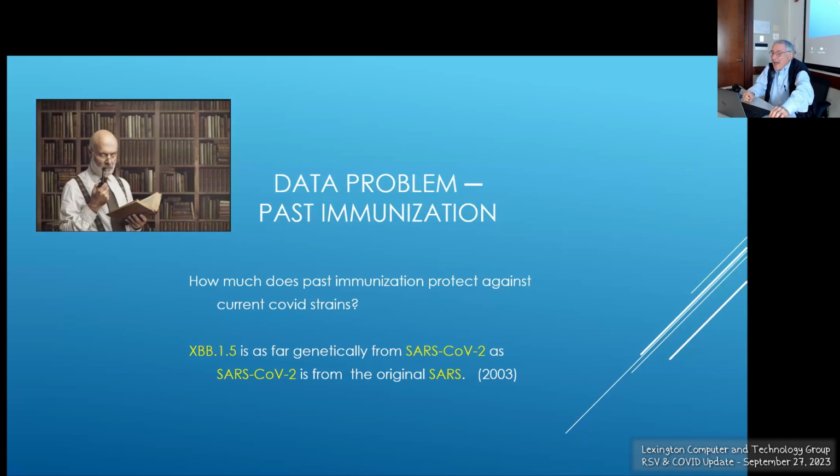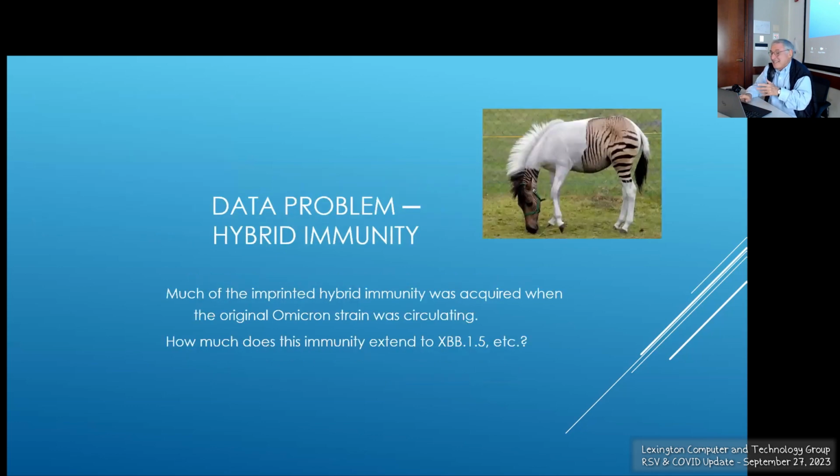So how much does past immunization protect against COVID strains? The XBB 1.5 virus is as far genetically from SARS-CoV-2 as SARS-CoV-2 is from the original SARS. It's pretty far away. Far in what sense? Genetically, numbers of mutations. Yeah, but where are the mutations? That's the question. We don't know, it's not that simple. No, it isn't. Nothing is that simple. I just laugh when I see this stuff.